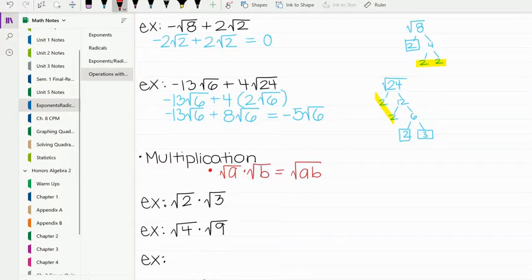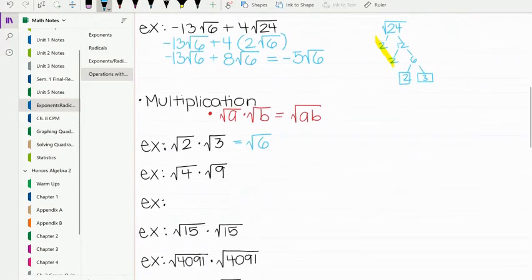So we have root 2 times root 3. They don't need to be the same. We just multiply and we get root 6. Now you can simplify after. Can I simplify root 6? I would just get 2 times 3, right? And you're trying to see if there are non-prime numbers. So that one would be done.